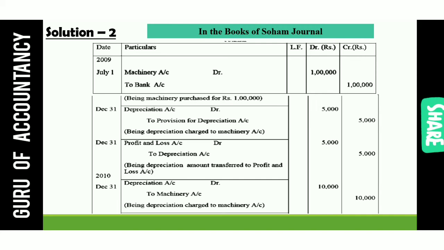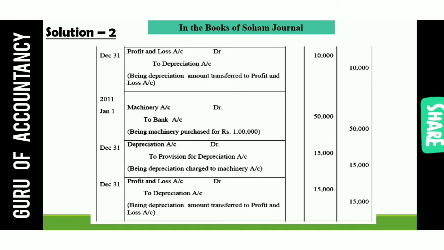Then 2018. Here a printing mistake is there. Instead of 2009 you have to consider 2017, and instead of 2010 you have to consider 2018. In 2018, your entry would be depreciation to machinery 10,000, because the machine is used for the full year. And on 31st December, the second entry would be profit and loss account debit to depreciation 10,000.